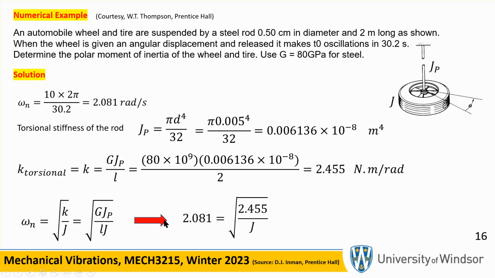And here we know the circular frequency is 2.081. This guy, we just worked it out up there. Actually, we didn't work it out. I have to take the G and multiply it by JP. So, sorry, right here. This GJP over L is right there, 2.455. And then you solve it, you're going to get your J. That was the desired entity.